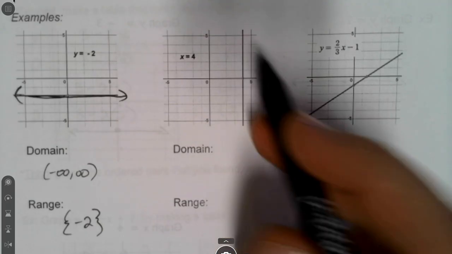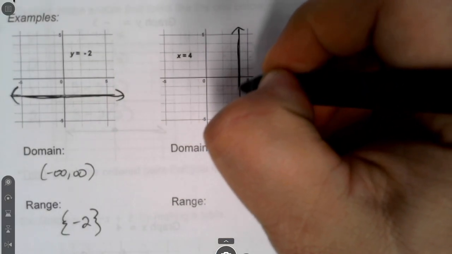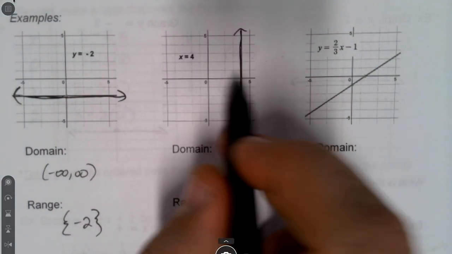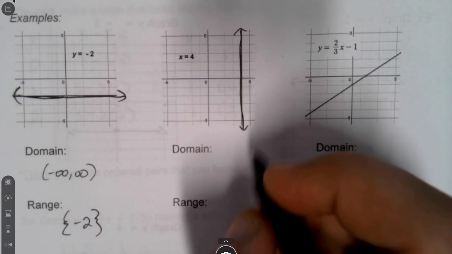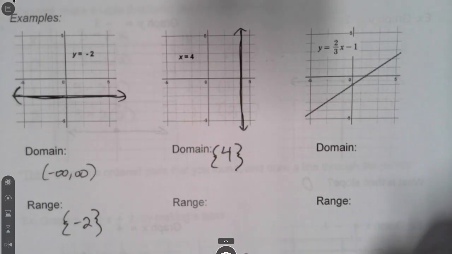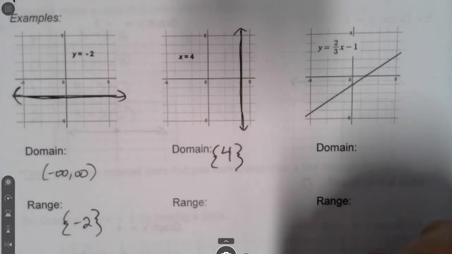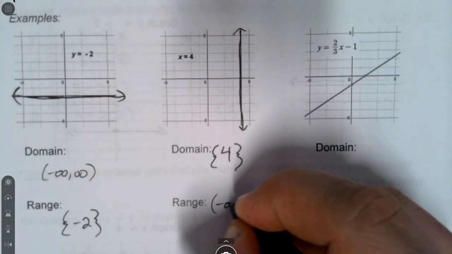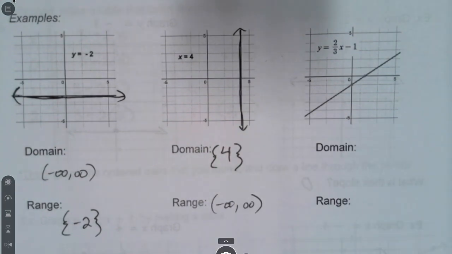Okay, for this vertical line right here, the domain, remember that's how far left and right it goes. Well, it only is at one spot. That's at 4. So the domain is 4. The range is how high and low it goes. It goes up forever, it goes down forever. So it'd be negative infinity to positive infinity.